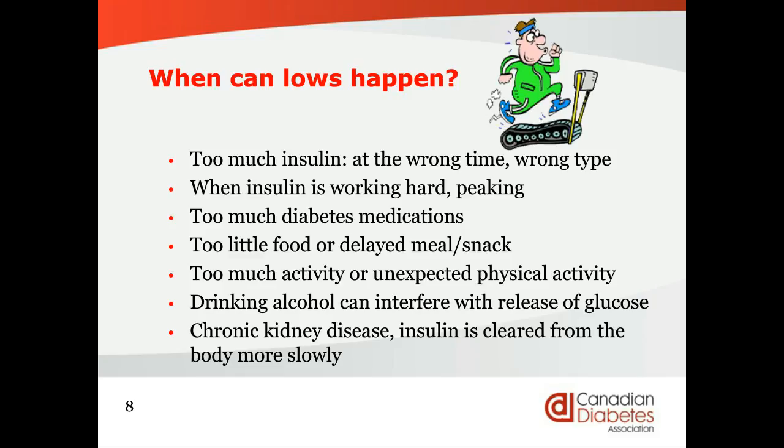Drinking alcohol. So drinking alcohol in excess or more than normal can also interfere with the blood glucose. And the reason is that when you're drinking alcohol, your liver is busy processing the alcohol and is not able to release glucose to bring your blood glucose back up should you have a low. Chronic kidney disease. Insulin is cleared from the body more slowly when you have chronic kidney disease. So again, this can lead to lows.